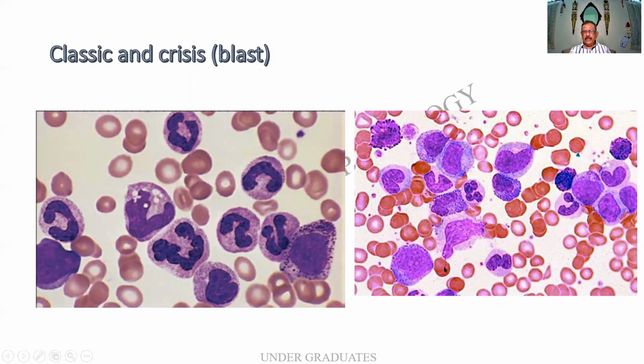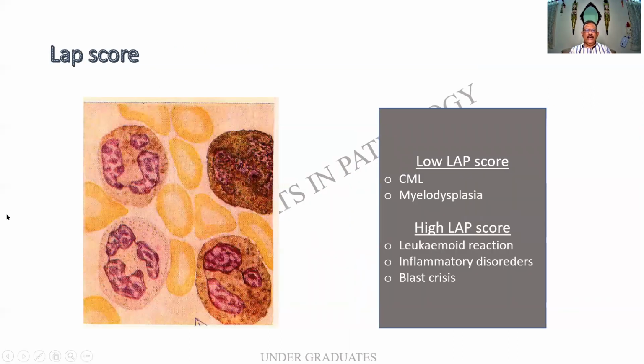So when the blast percentage is more than 20, we call it a blast crisis. Look at the variation; you people should be able to understand. Obviously, the count is increased. Lab score is something that we use. We use a stain and then we find out the pigmentation or the staining. A low lab score is seen in a case of CML and myelodysplasia, whereas a lab score is increased in a case of leukemoid reaction, inflammatory disorders, and blast crisis.